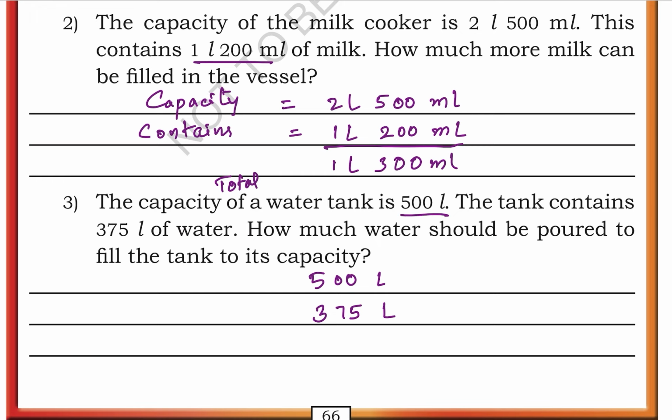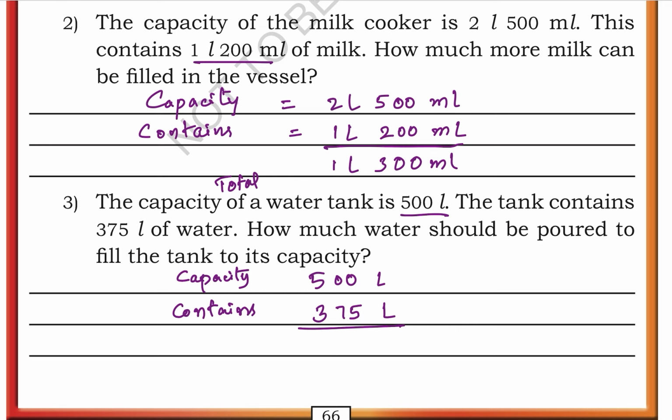Then, by understanding the question, you come to know that you have to subtract what the tank contains from what is the capacity of the tank. What the tank contains from what is the capacity of the tank. Capacity is the total volume what the water tank will contain.